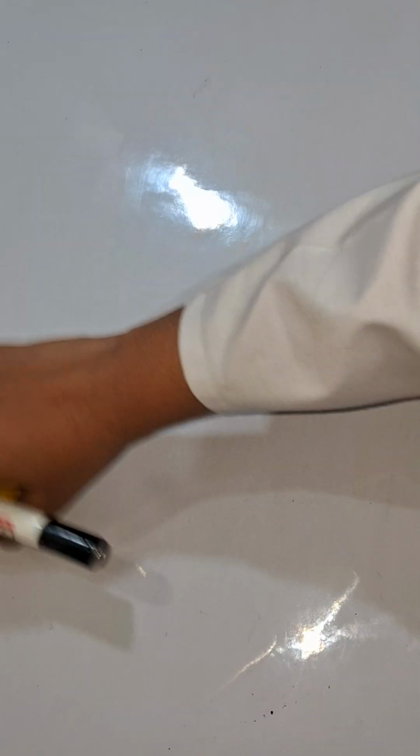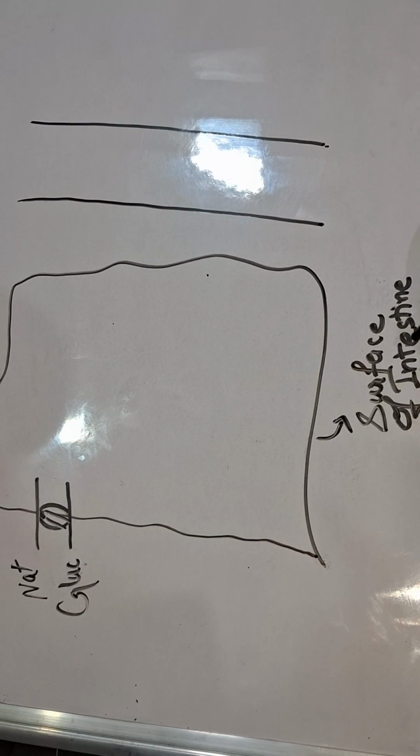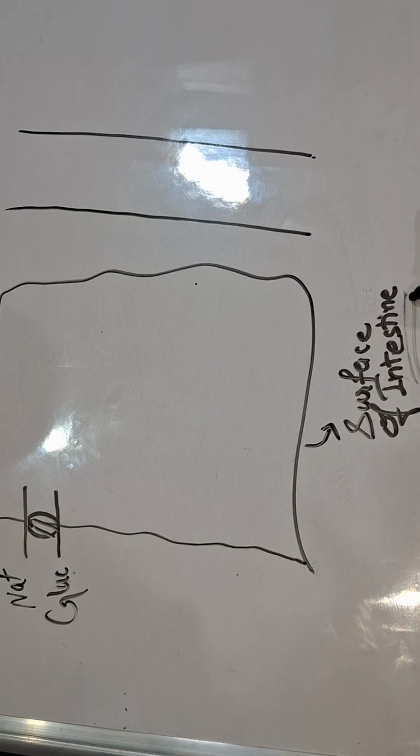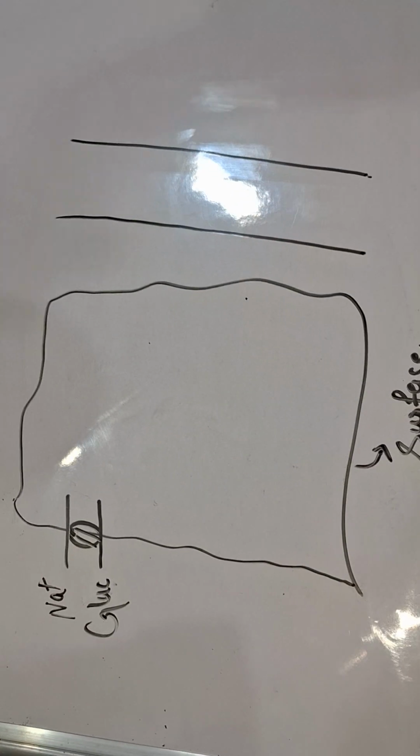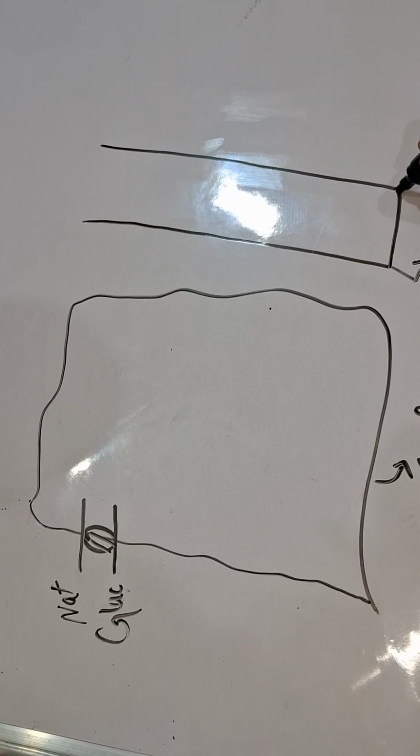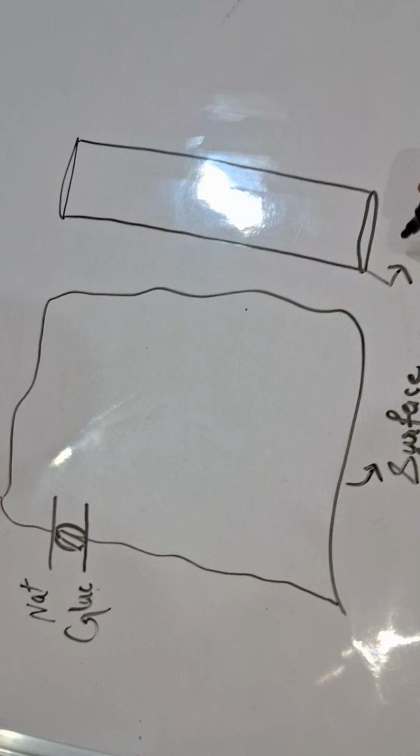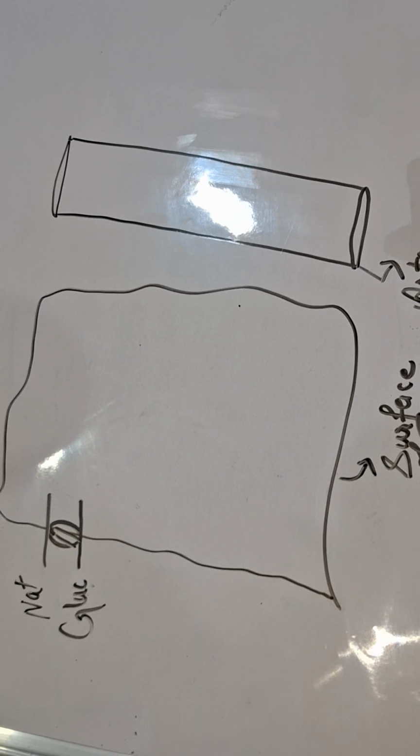For a better understanding of the transport, I'm going to draw a simple diagram. Here I'm drawing the surface of an intestinal cell basically. We will understand the transport with the help of this, and this is our A3, you can say. Okay, this is A3.